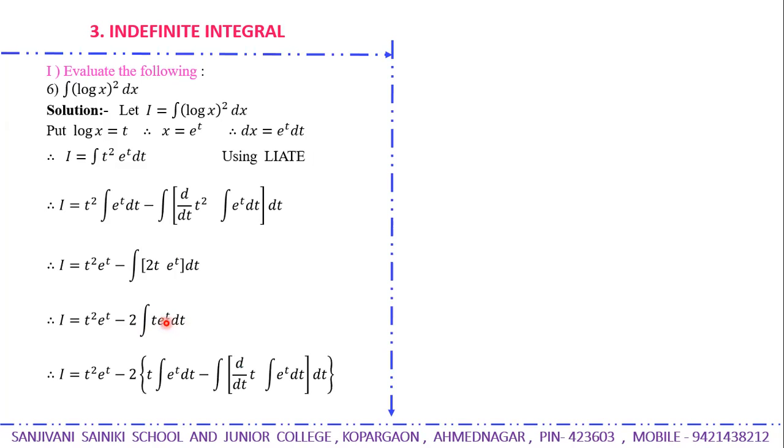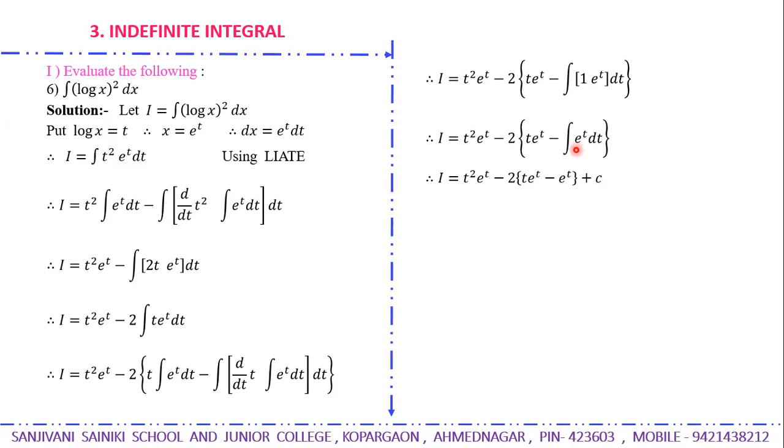Again I will use here by parts. The first function as it is, integration of the second minus integration of d by dt of the first function into integration of the second function e raised to t dt. So integration of e raised to t is e raised to t and derivative of t is 1. So 1 e raised to t, and integration of e raised to t is again e raised to t. So I is equal to t square e raised to t minus, multiply this bracket by this 2, you will get minus 2t e raised to t plus 2 e raised to t plus c.